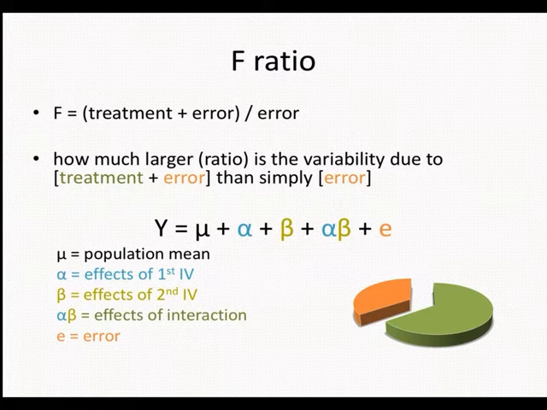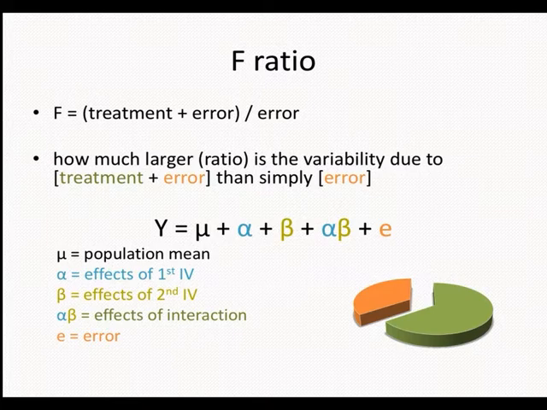And for factorial design, or two-way ANOVA, this gets a little bit more complicated. It's still similar, but we have a y, we have a mu, we have the impact of the first IV, but we also have a second IV. So we'll have an impact of the second IV. And then we still have our error. And in addition to that, we have an interaction term of the effects of the combination of the first IV and the second IV.